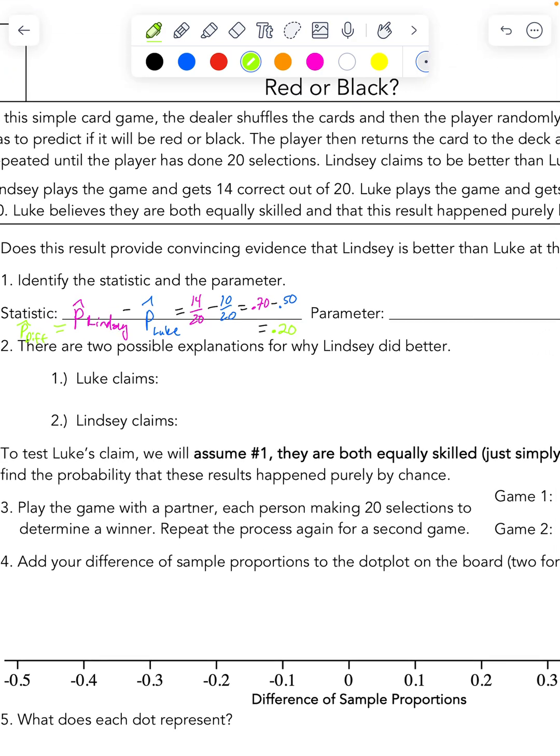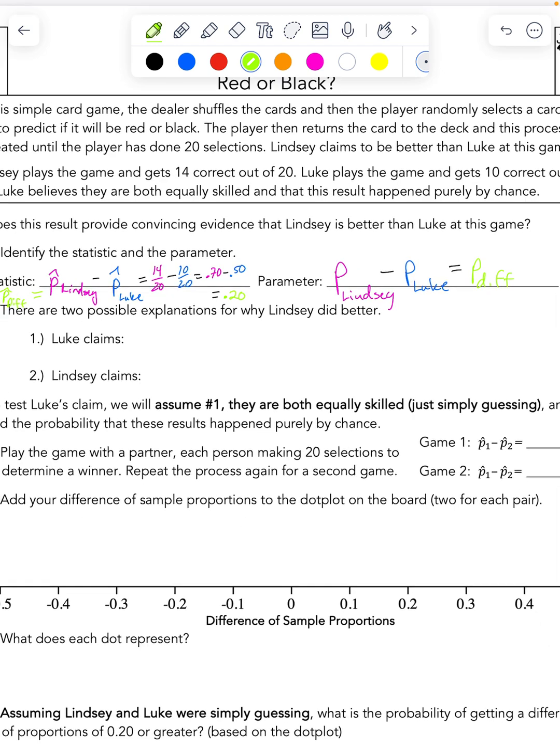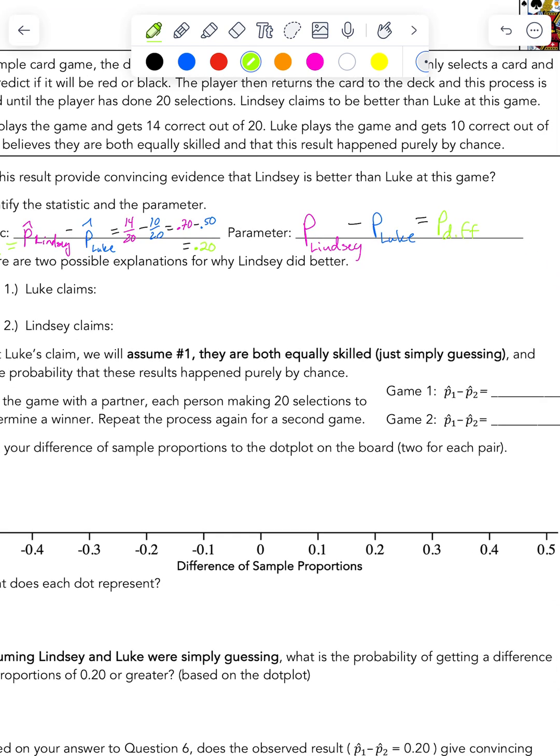The parameter is the truth. So it's just going to be P Lindsay minus P Luke, which we don't know what it is. I could say that that's really the true difference between them, if I wanted to make a variable P diff.